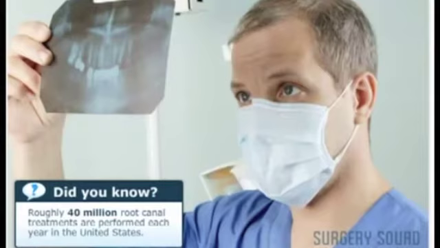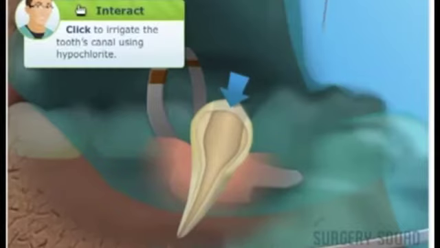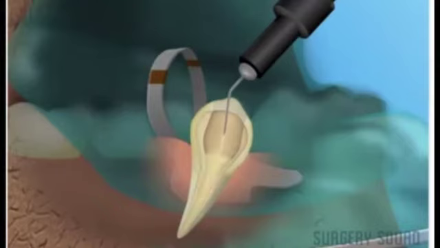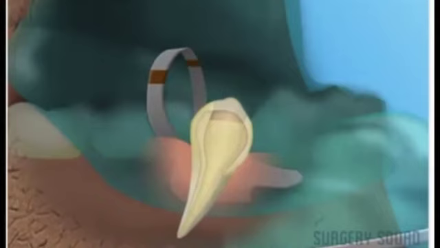Now we need to clean the canal of the tooth using sodium hypochlorite, commonly known as bleach. We'll let the bleach sit in our patient's tooth for about 5 minutes to make sure that all the bacteria and tissue inside the tooth has been dissolved. Great! Now use the suction to remove the bleach from the patient's tooth.